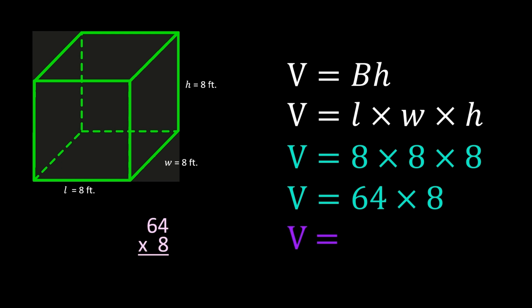And if we go out to the side to do this calculation, the 64 times 8, we have 4 times 8, which is 32. Then we have 8 times 6, which is 48, plus 3 more is 51. So we have a volume of 512, and we're working in feet, and volume is cubic units. So we have a volume of 512 feet cubed.